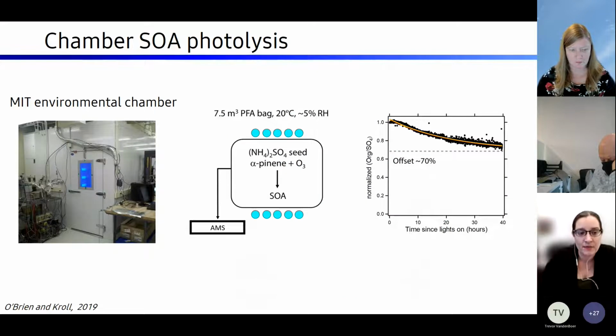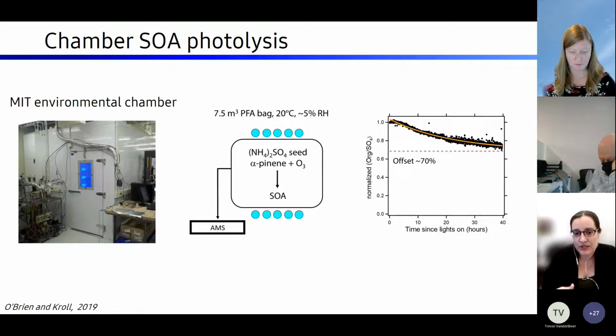So this was at MIT and Jesse Kroll's lab. And this is work that was done in the environmental chamber there. This is a 7.5 cubic meter Teflon bag. It is temperature controlled, and I was running these experiments at a low relative humidity. For these experiments, I was generating secondary organic aerosol from alpha-pinene, so a biogenic source, mixed with ozone, so ozonolysis. And I was condensing these down onto ammonium sulfate seeds.